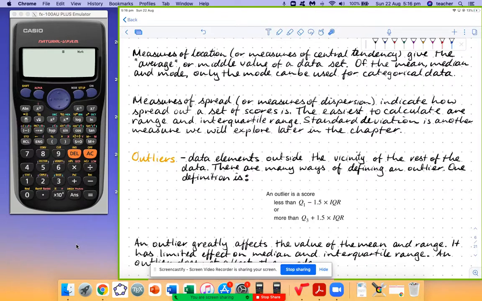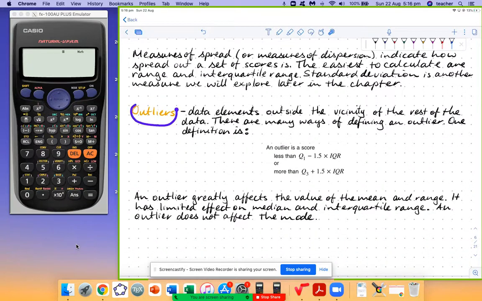The easiest ones to calculate are your range and interquartile range. Standard deviation is a bit trickier. We will look at that in a later exercise. Now, another thing that we look at when we're looking at data and analysing it is position of outliers. So an outlier is a data point that's far removed from all of the rest of the data points.